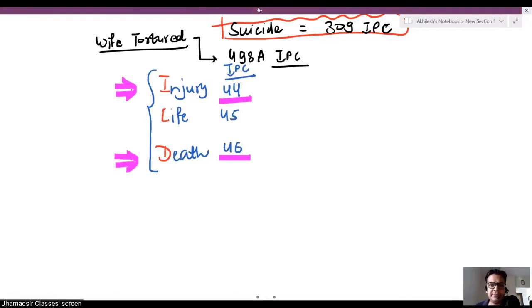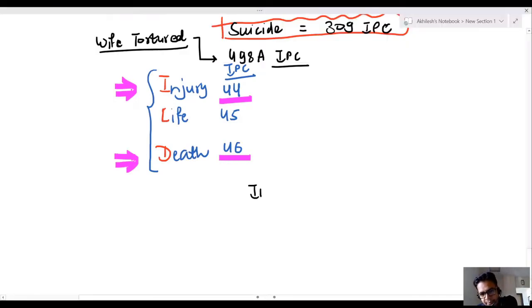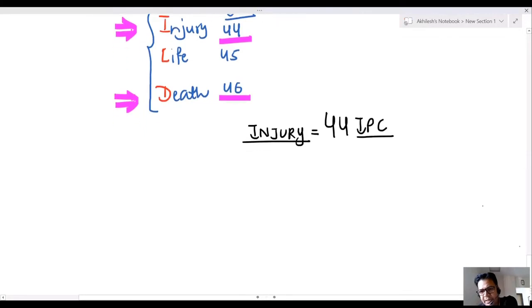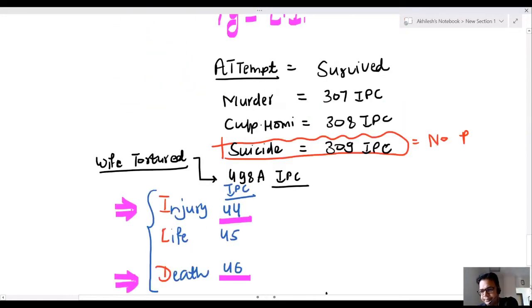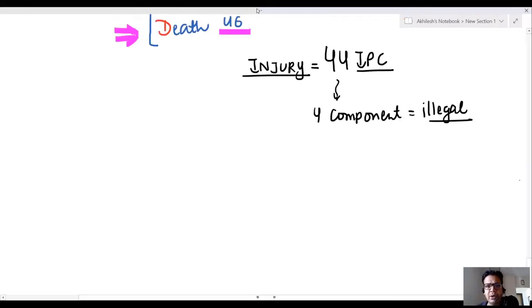Injury, life, and death. Now, what is injury? As I told you, injury is 44 IPC. It involves 4 components: any illegal harm to four components. What are these 4 components? Body, mind, reputation, and property.